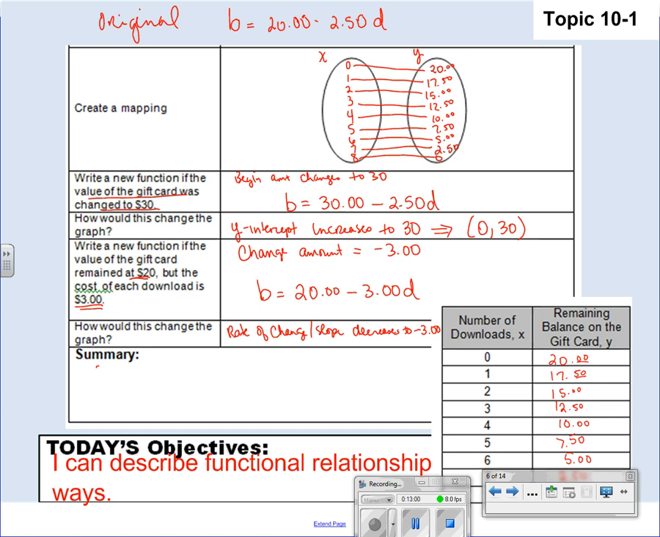So to answer our question in our summary, our question was, how can I describe functional relationships? And we described them 4 different ways. We started off with a table. From that table, we made a graph. We also had an equation. And we also did a mapping. This concludes topic 10-1.